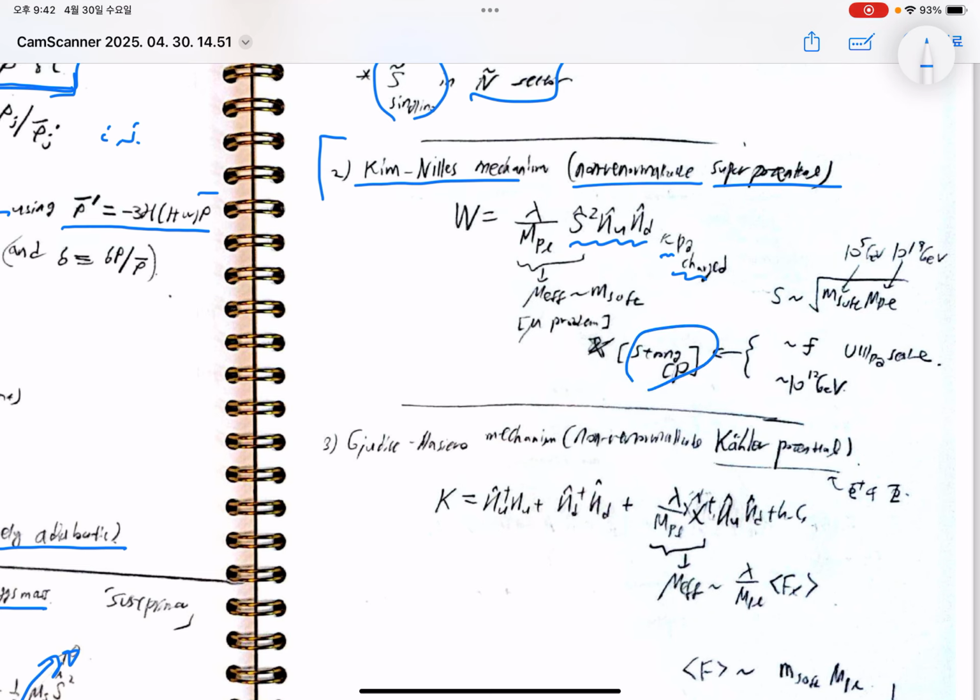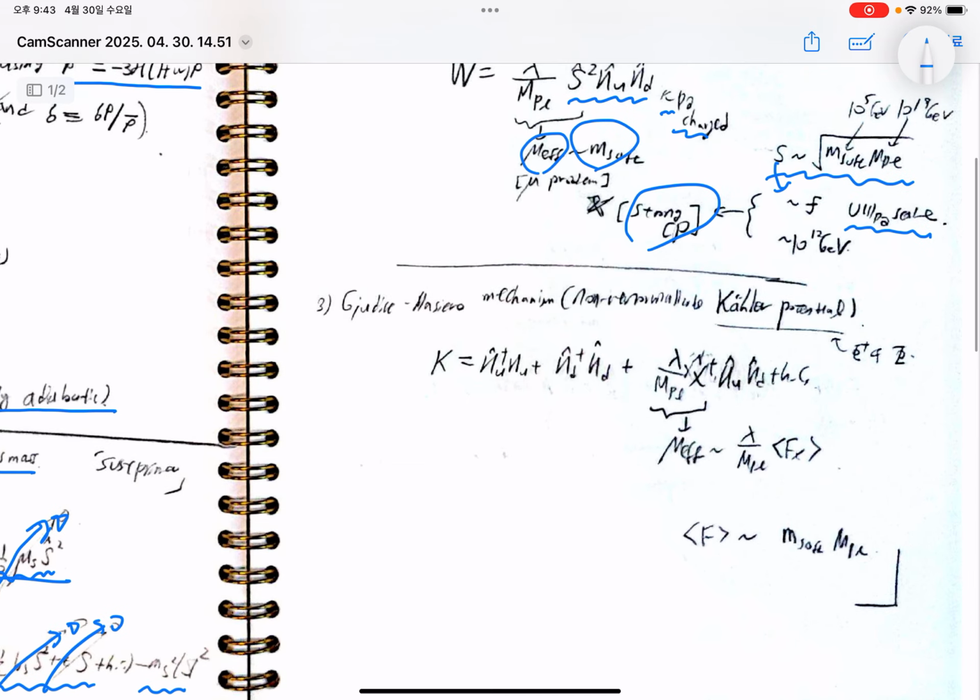So this term lambda over M_Planck will give an effective mu term, and if the S has such a VEV, some multiplication of the soft mass scale and the Planck mass scale at the root of this, then the effective mu term gets a similar scale to the soft mass scale, and also this scale of the singlet VEV is similar to the PQ breaking scale times the term of C_B.